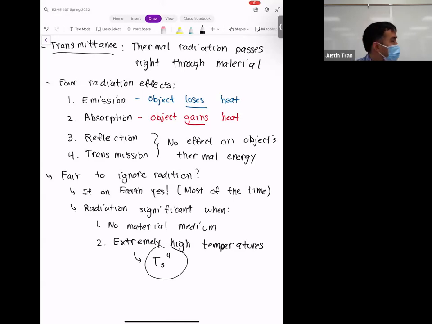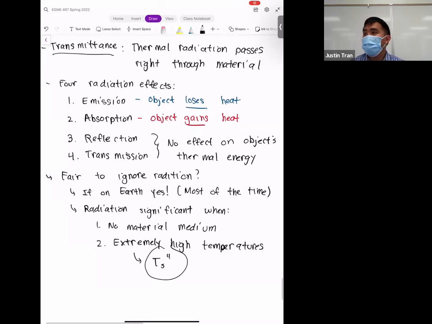Let's say you have about 270 to 300 Kelvin, 300 Kelvin to the fourth. That's about room temperature, and that's a high number, but still kind of manageable. But if you consider something like 1,000 Kelvin raised to the fourth power, that's a humongous number, and that's going to be a lot more significant. So the higher temperatures that you have, the more significant radiation is, in general. And those only happen in a very select few applications here.